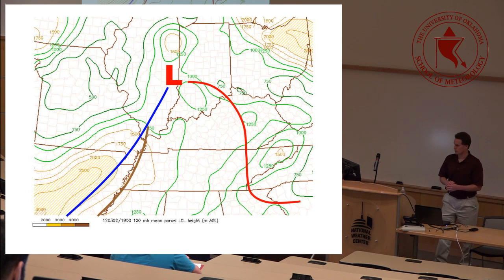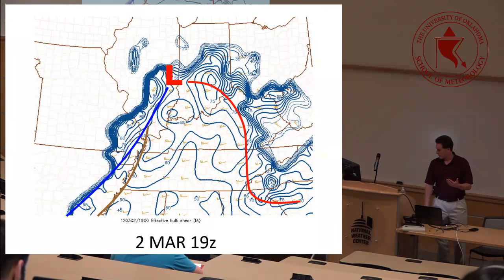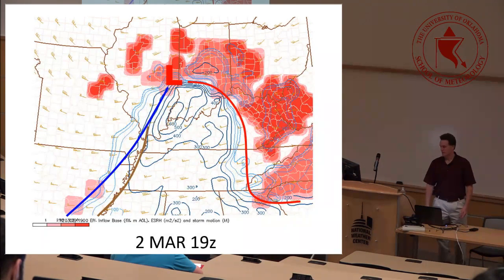LCL heights aren't as low as you sometimes see. These are in the 1,000 to 1,250 range. That's not unfavorable, but it's not quite in the sweet spot. And it's a little moister up toward the Ohio River, toward, say, southern Ohio. And again, that would be in the vicinity of the surface warm front. Vertical shear, broad area. Effective bulk wind difference says supercells almost everywhere. It's strongest up on the north part of the warm sector. Same kind of thing holds true with the effective SRH.